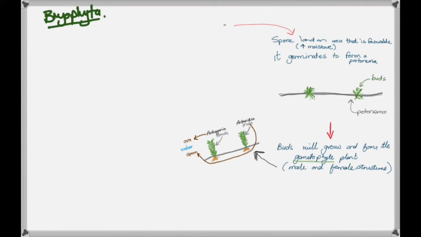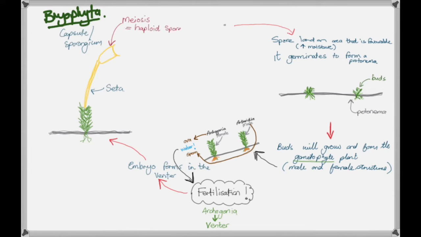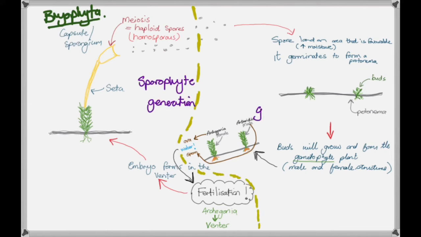Now, in order for the sperm to move to the ova for fertilization to take place, we're going to need a medium, and the medium in this case is going to be water. Without water, fertilization is not going to take place. We find that the archegonia is going to result in the venter, and our embryo is going to grow from the venter and is going to result in a nice seta. We can see the seta with the sporangium at the end, and this is that reproductive structure that is going to produce spores at the end of the day. And these homosporous spores, in other words, each of these spores is the same, will be released into the environment, and the process is going to repeat itself.